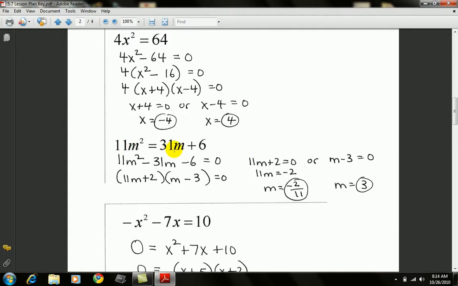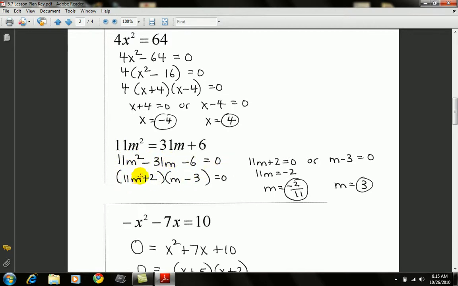11m squared equals 31m plus 6. The 31m and the 6 we're virtually going to subtract from both sides. They move over to the left-hand side as negatives. Notice the reason we wanted to do it this way. 11 is called the lead coefficient because it's with the m squared. We always want the lead coefficient to be positive. So this is now in standard form, meaning leading coefficient is positive, descending order equals 0.